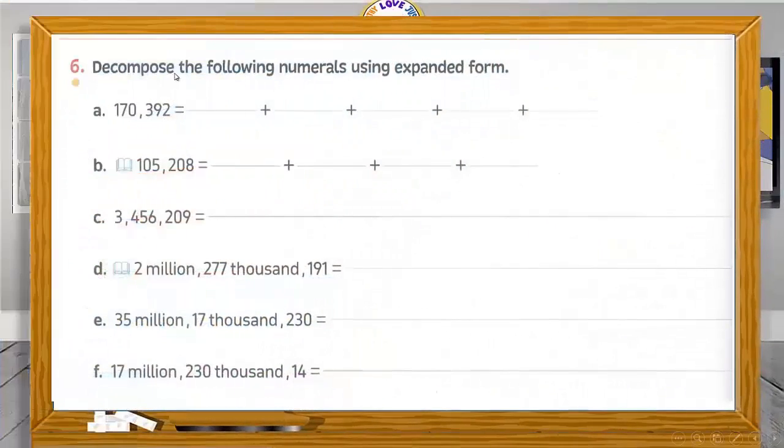Number 6, complete the following numerals using expanded form. Here we have a number in standard form, and he wants to write this number in expanded form. If you see here, we have in highest place 1, and you should write 1. And how many digits before 1? We have 5 digits, so write 1 and 5 zeros, or write 100,000. Next place we have 7. You should write 70,000, 4 zeros.